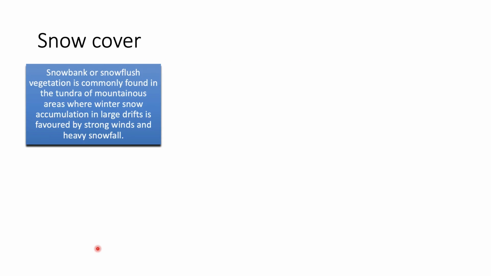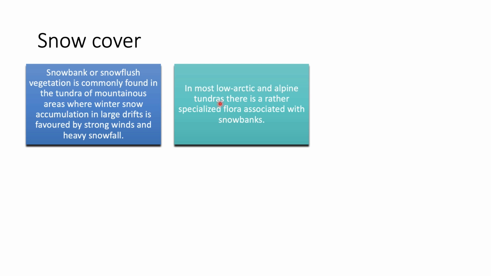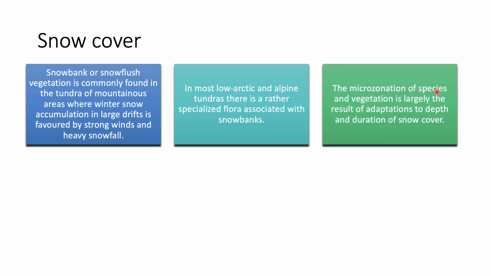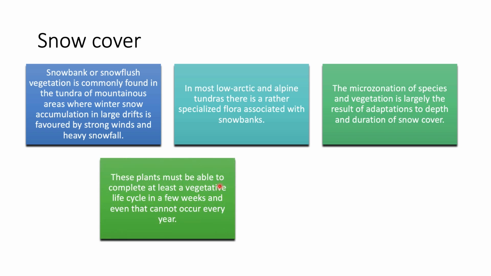Let us look at snow cover. The snowbank or snow flush vegetation is commonly found in the tundra of mountain areas where winter snow accumulation is large. Drift is favored by strong winds and heavy snowfall. In most low Arctic and alpine tundras, there is a rather specialized flora associated with snowbanks. The microzonation of species and vegetation is largely the result of adaptations to depth and duration of snow cover. The plant must be able to complete at least a vegetative life cycle in a few weeks, and even that cannot occur every year.